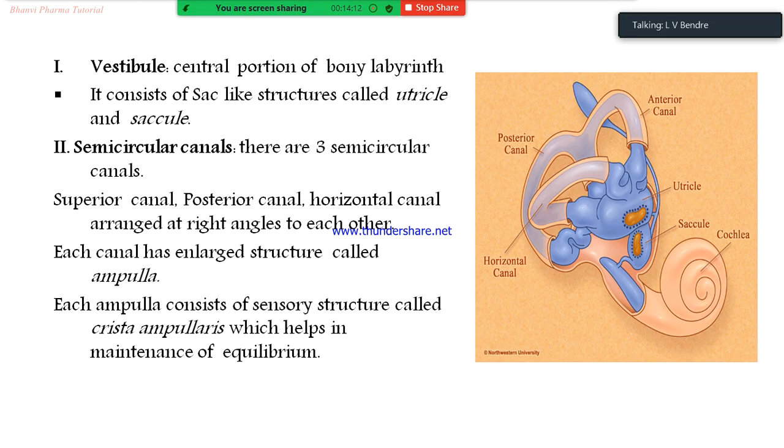The vestibule and semicircular canals are parts of the internal ear.